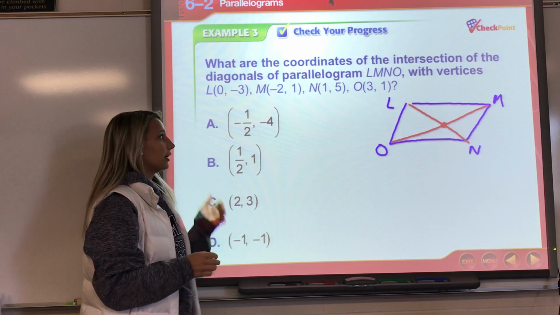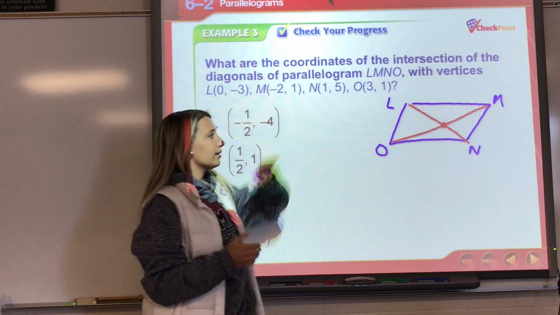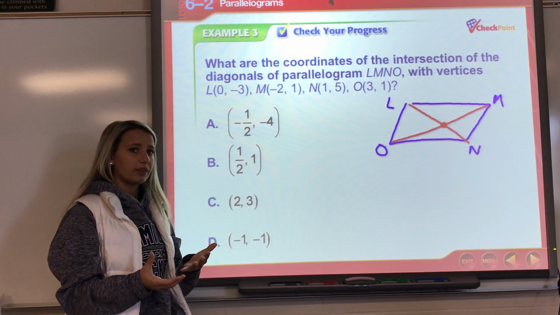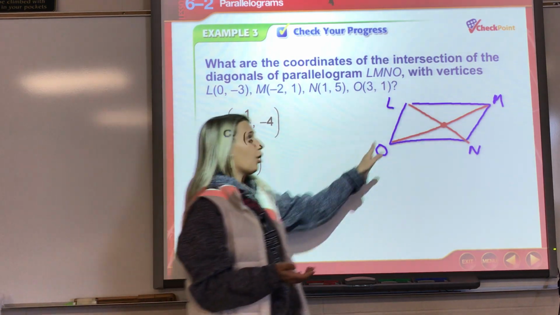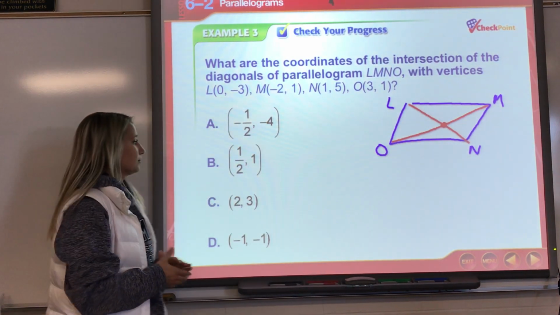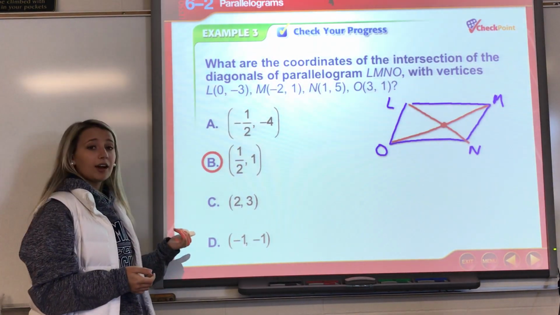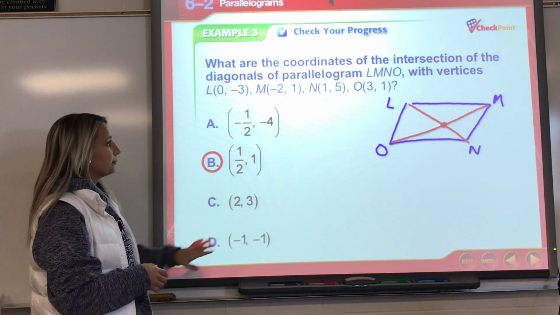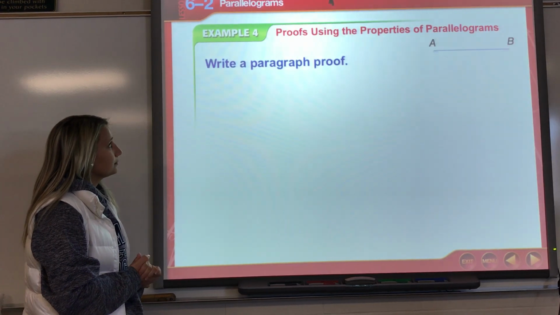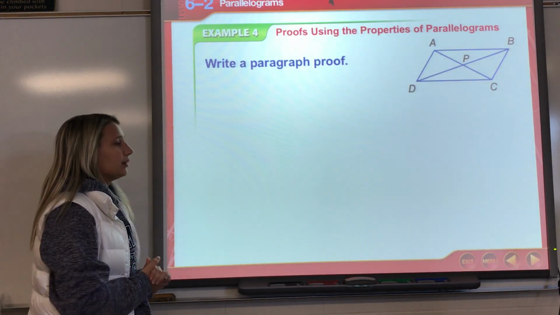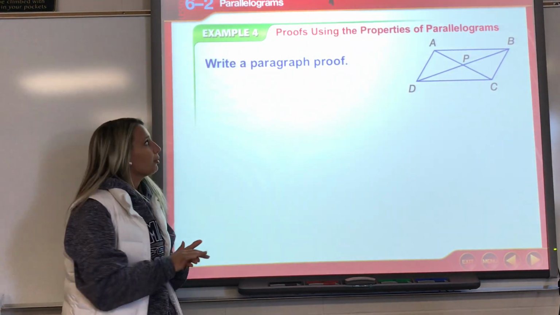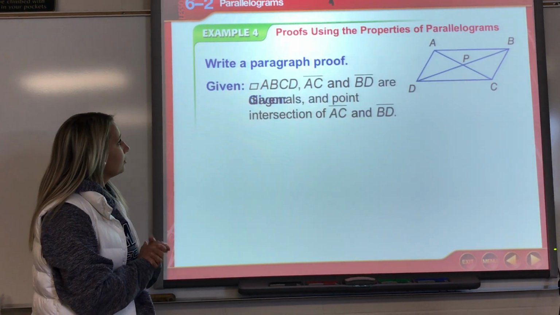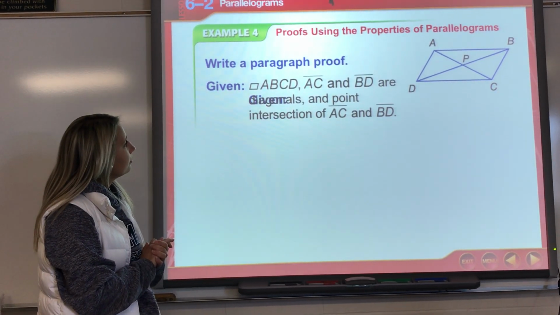Now if we take the points of L and N, plug them into the midpoint theorem, or O and M, we should find that our point is 1/2, 1. Okay. All right, now here's a little proof.